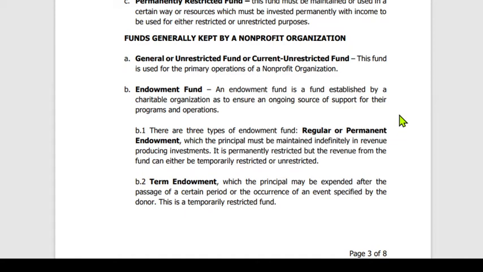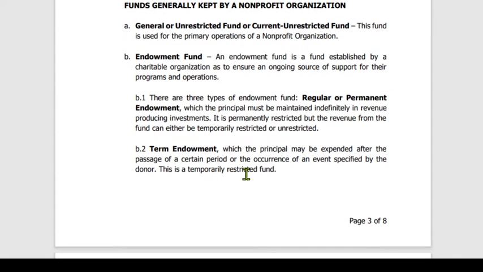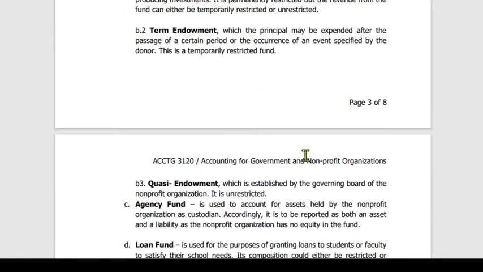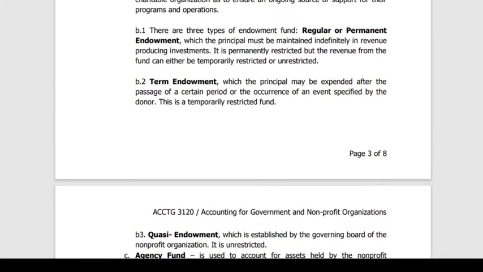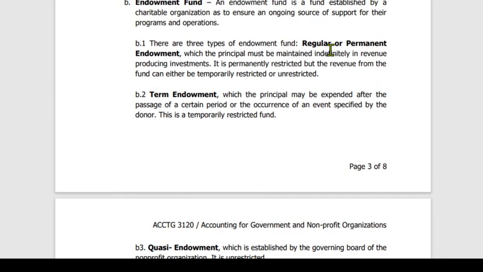So let us look at how endowment fund is used. So there are three types of endowment fund: the regular or permanent endowment fund, the term endowment fund, and the quasi endowment. So let us look. Under the regular or the permanent endowment, the principal must be maintained indefinitely in revenue-producing investments. It is permanently restricted, but the revenue from the fund can either be temporarily restricted or unrestricted.